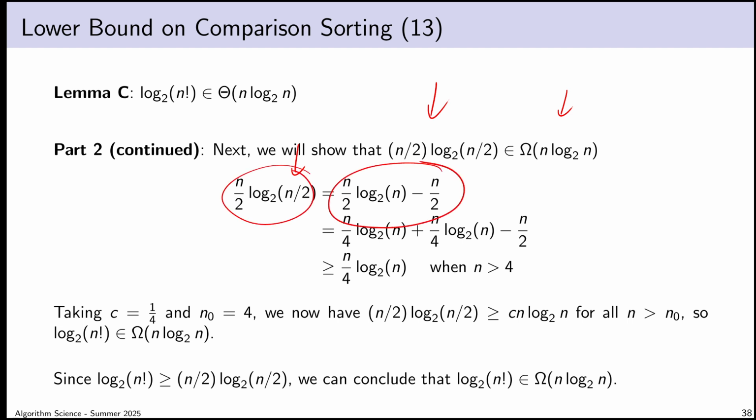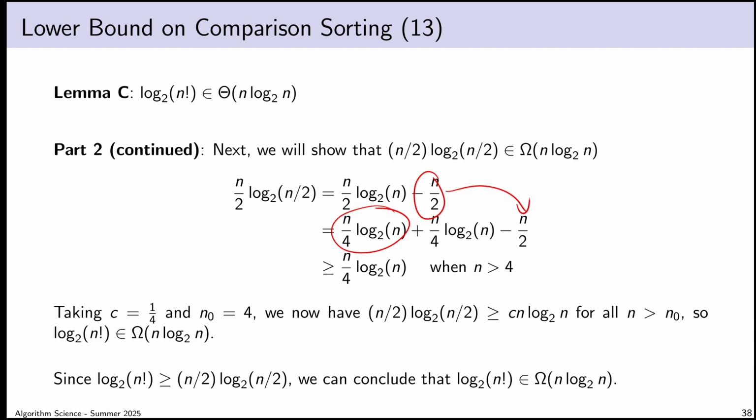So what I'm doing is peeling off a log 2 term, or n over 2 times log 2. So it's equal to this, just by the law of logarithms. And then I just break this log of n over 2 in half. So I say, okay, n over 2 times log n is equal to n over 4 times log n plus n over 4 times log n, and then the minus n over 2 just gets brought down here.